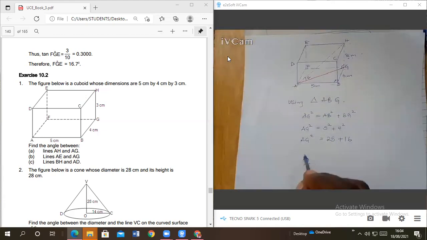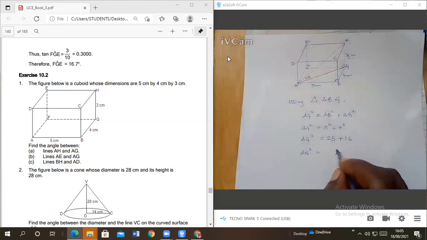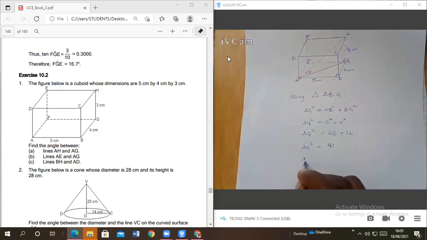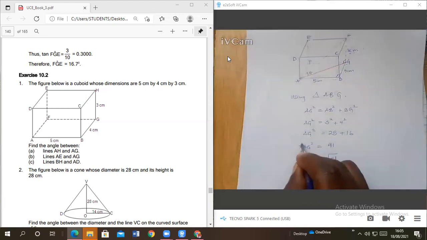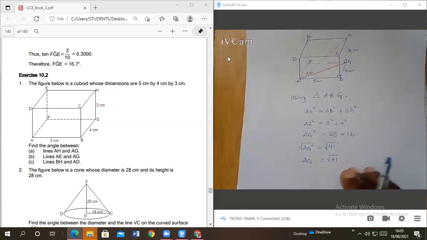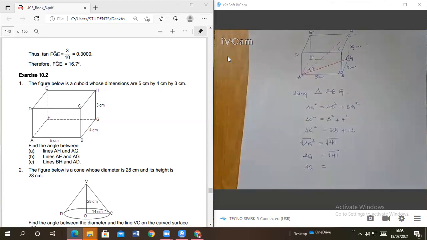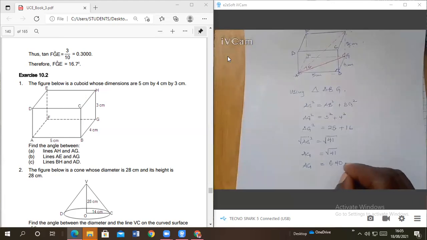25 plus 16, what do we get? AG squared equals to 41. So we find the square root. AG is equal to the square root of 41. At this point, we find the square root on both sides. So what is the square root there? 6.40. Okay. These are centimeters.